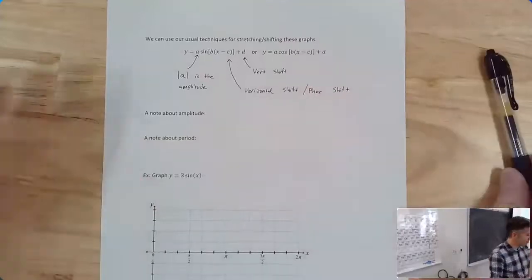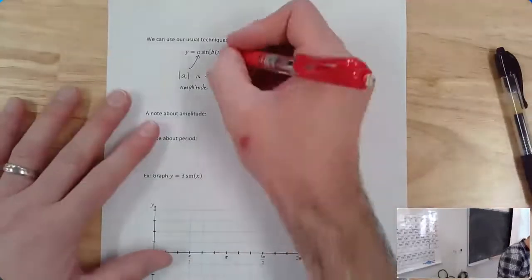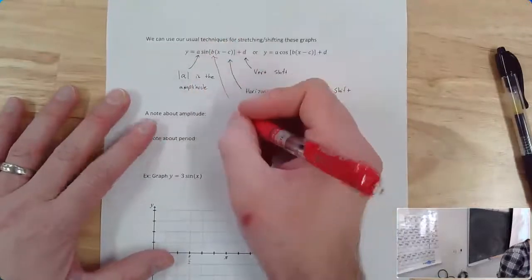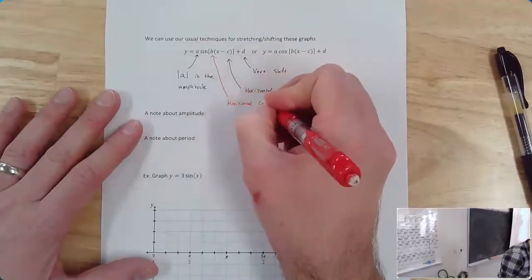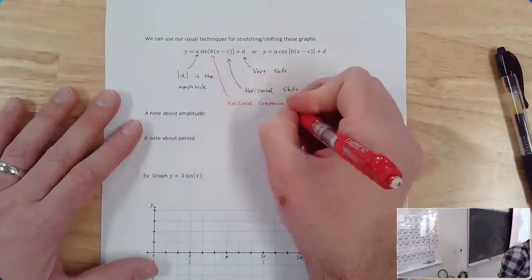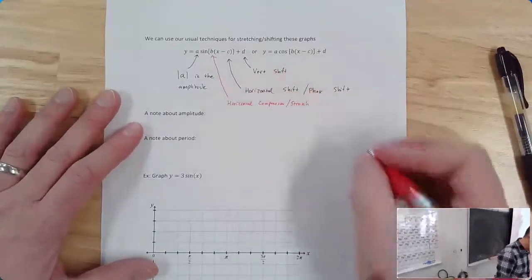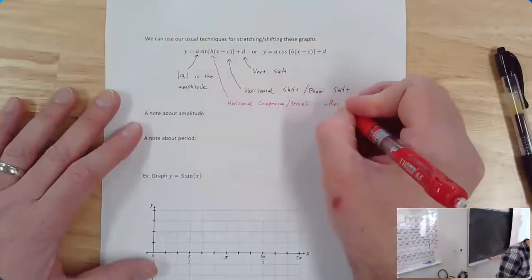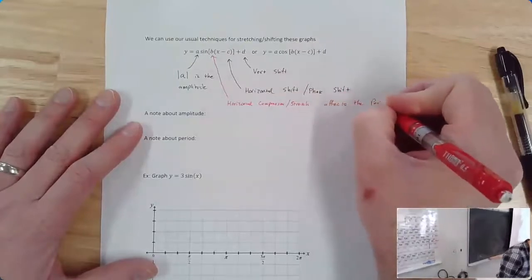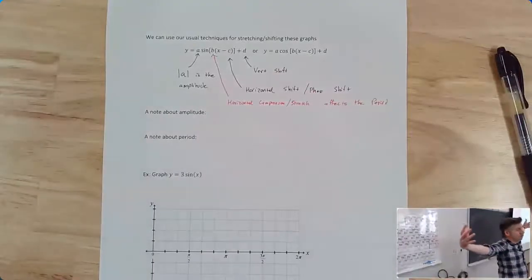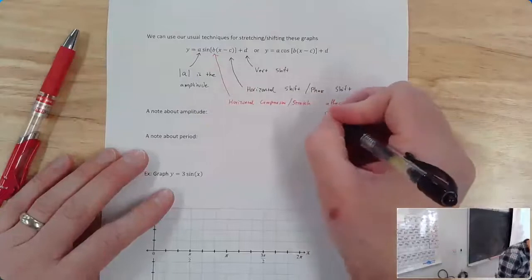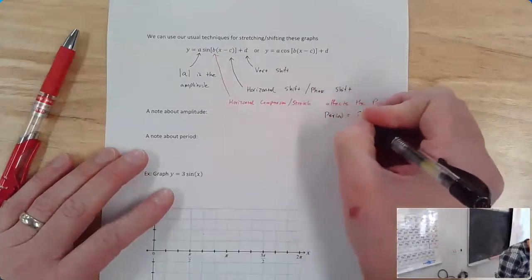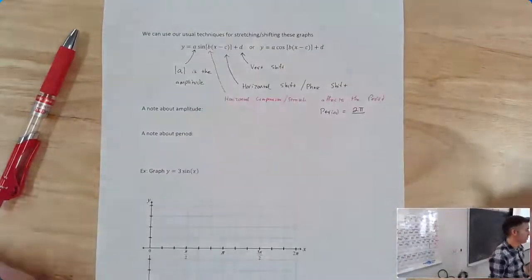And finally, probably the most important of these transformations is the horizontal compression or stretch. Which is really going to affect the period. So if we stretch out the function, we are making the period longer. And if we compress the function, we're making the period shorter. And there's actually a very straightforward way of finding the period. The period is always going to equal 2 pi divided by whatever that coefficient is.